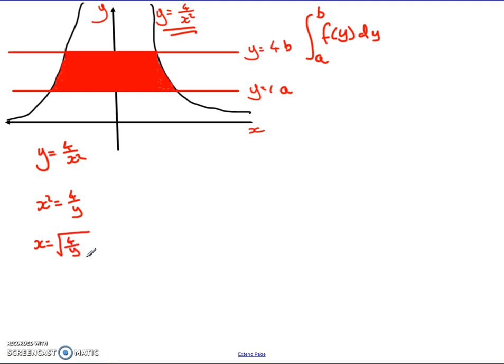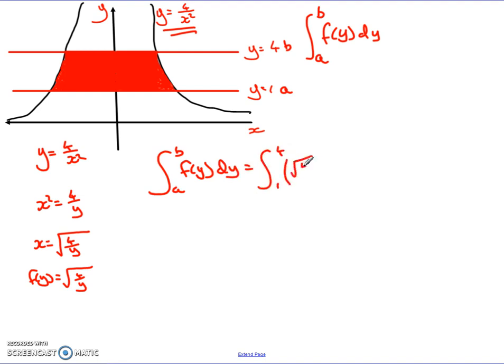That there is going to be the function that we integrate. So that there is my f of y, equal to the square root of 4 over y. Put that into here, and then I can do my integration. So I've then got the integral from a to b of f of y dy. That's going to become the integral from 1 to 4 of the square root of 4 over y dy. First thing I need to do though is write this in the form that I can integrate.